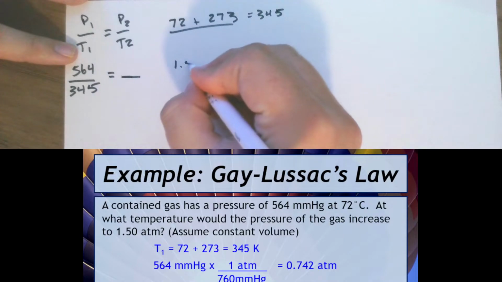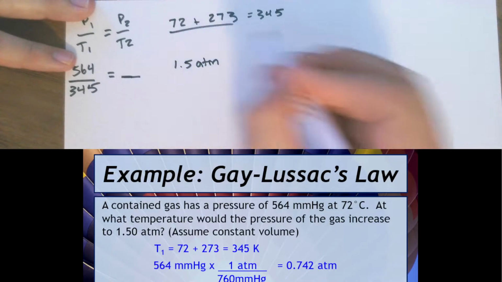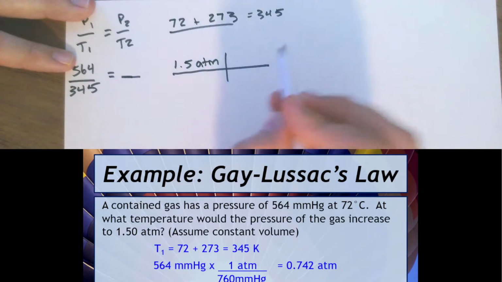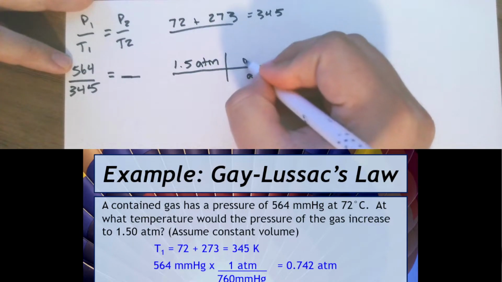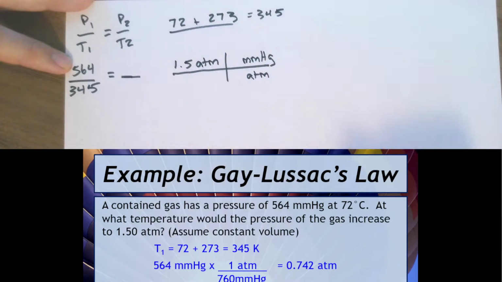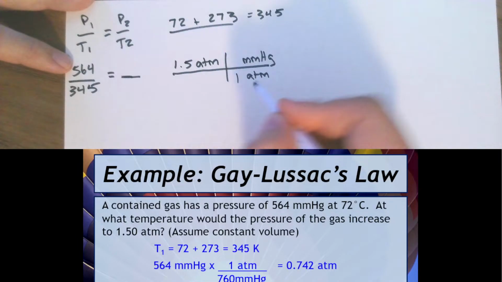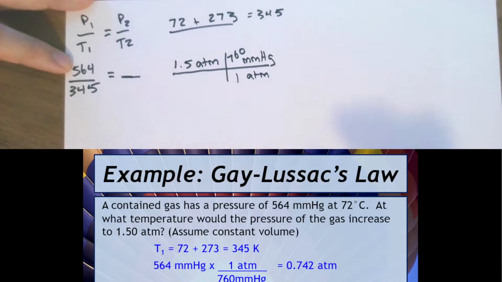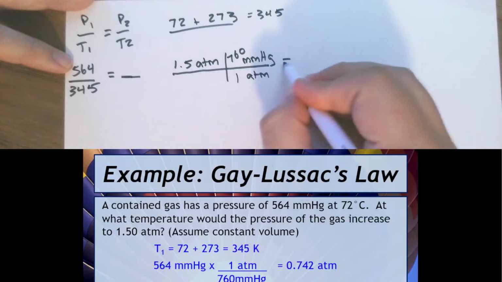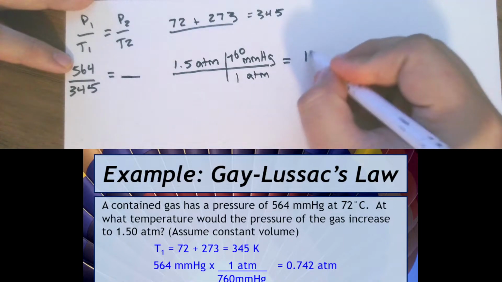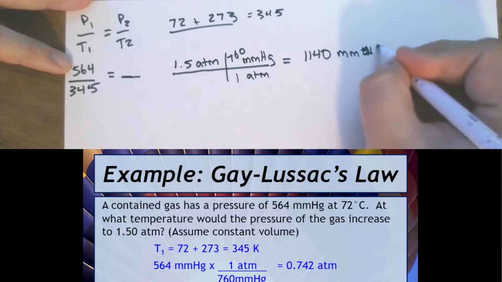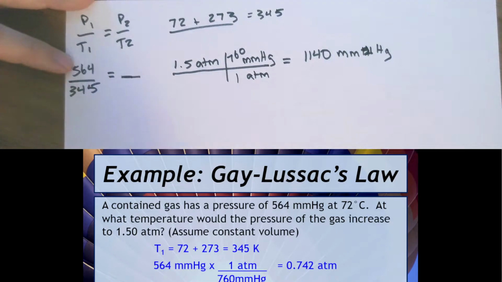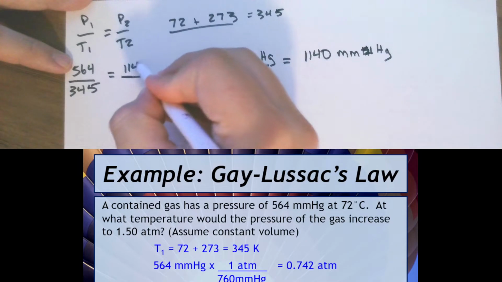So I'm just going to take my 1.5 atms and quickly convert that into the same one I had on the left side. So atm on bottom to cancel. This on the left is in millimeters of mercury. So I'll put that on top. Going back to the previous slide, 1 atm is equal to 760 millimeters of mercury. Multiply across, and I get 1140 millimeters of mercury. There we go. That's what I'm going to plug into the top over here.